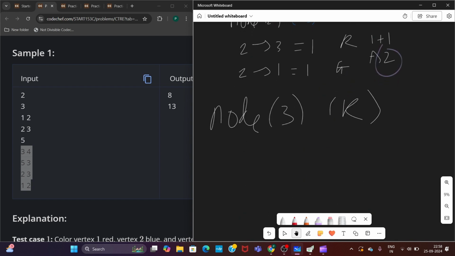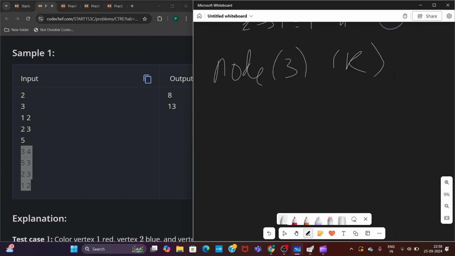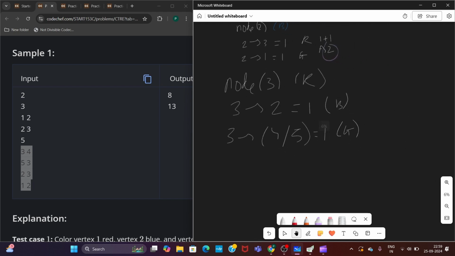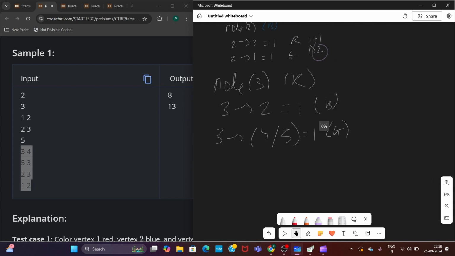So let's move forward. From 3, the closest, what? Closest blue over here is 2, which is at a distance of 1. Closest blue. And then from 3, it is 4 or 5. The closest, what? The closest of green. Okay. So our answer for this case over here is 1 plus 1, which is 2.